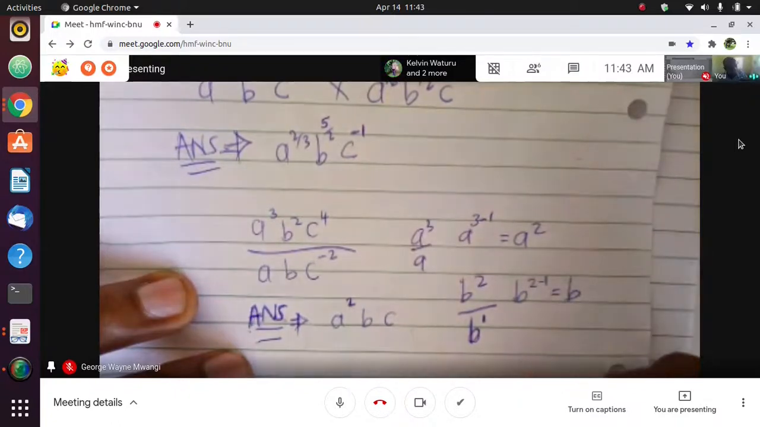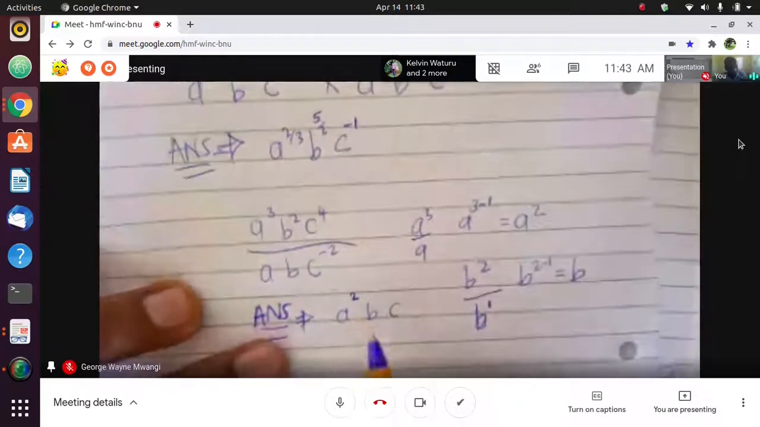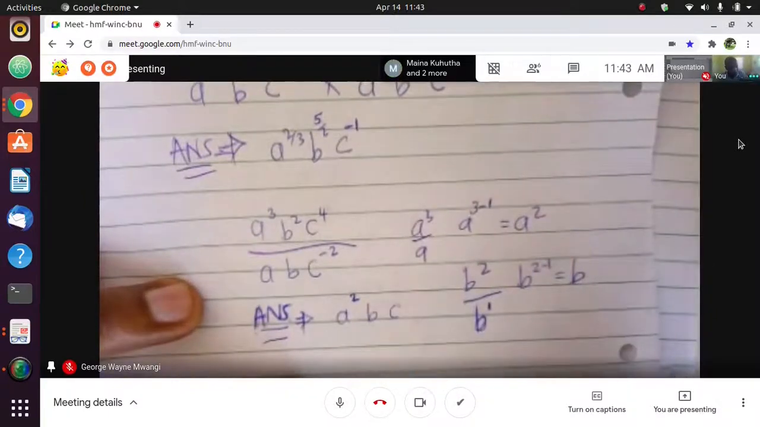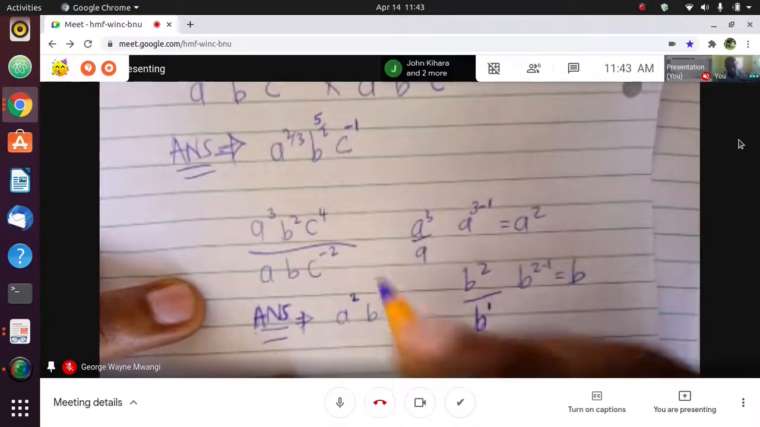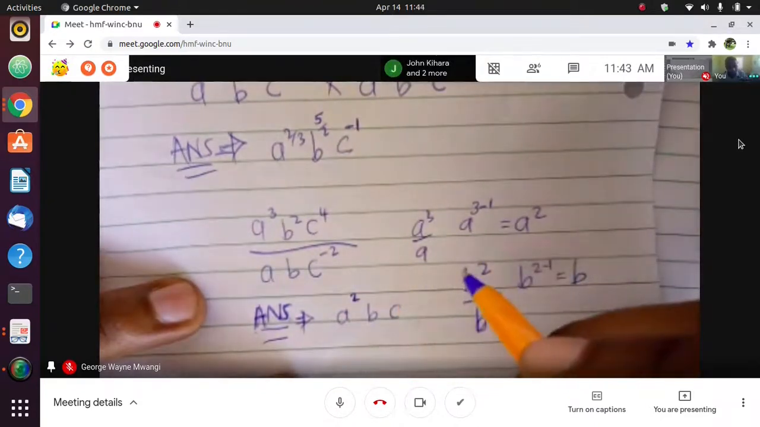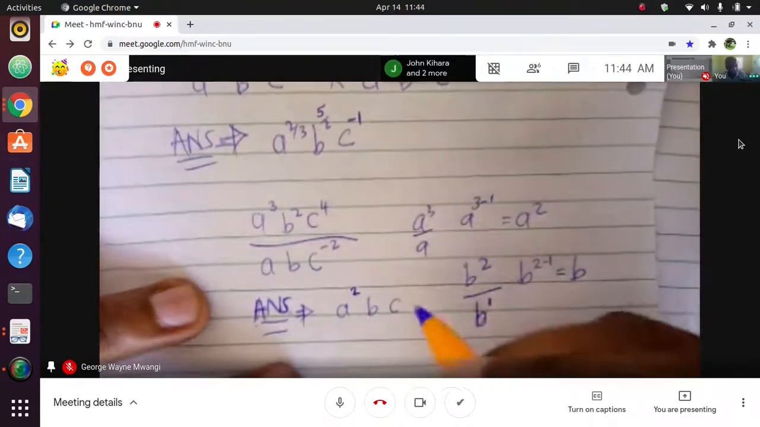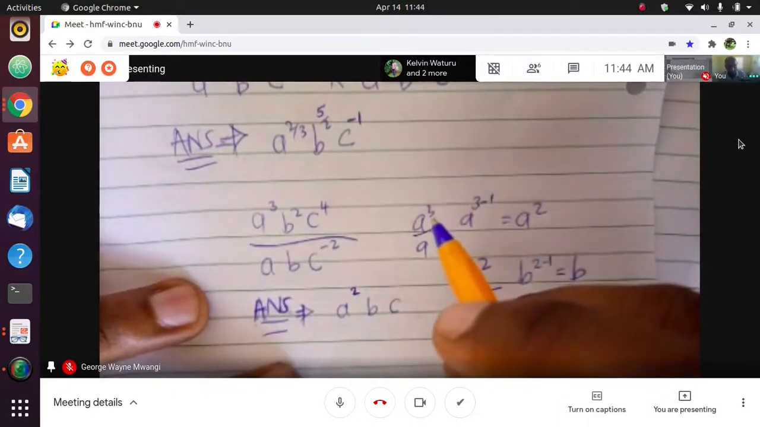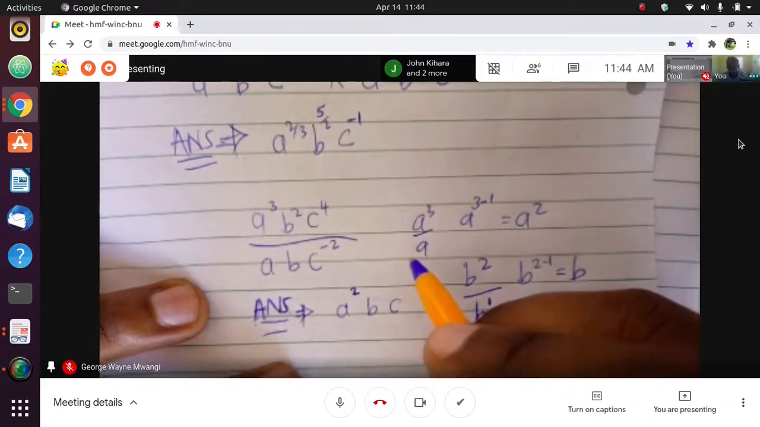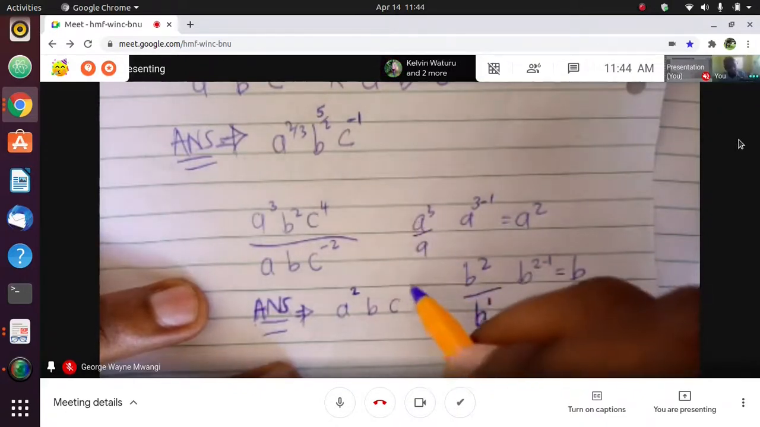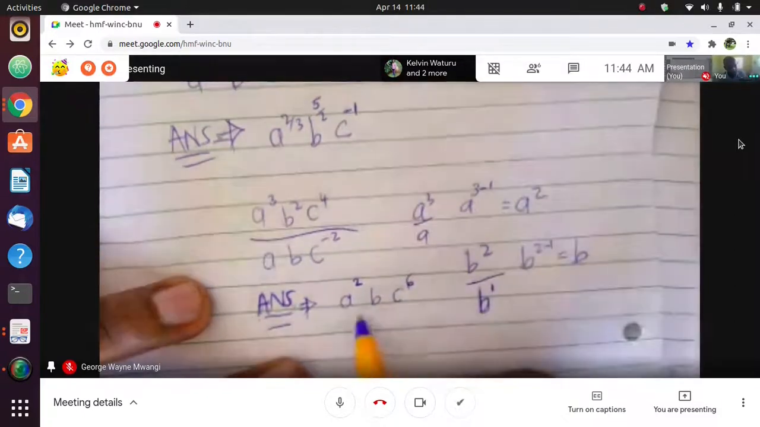Maina, tumalizie, ulikuwa unasema ya mwisho itakuwa A power 2, B power 1, C power 6. John, are we together?